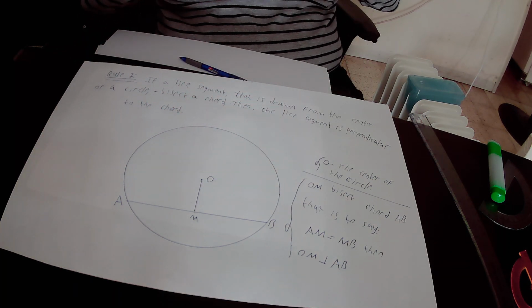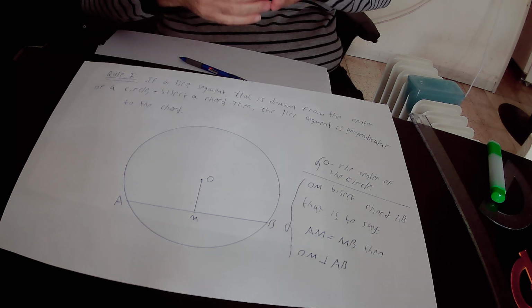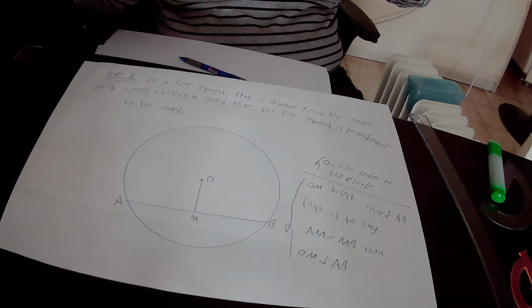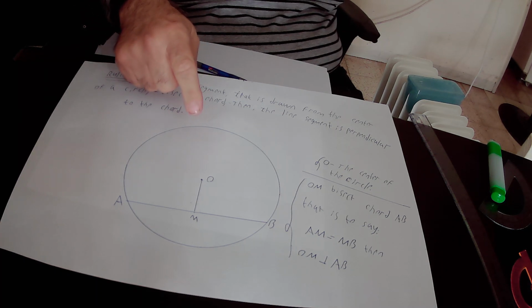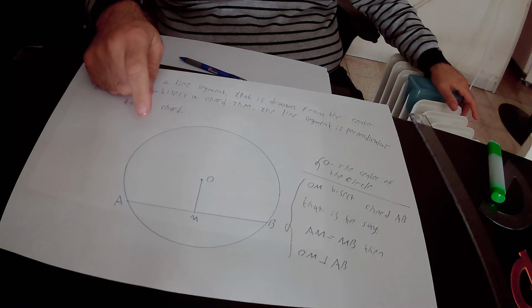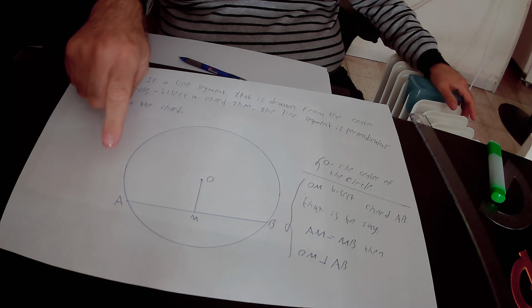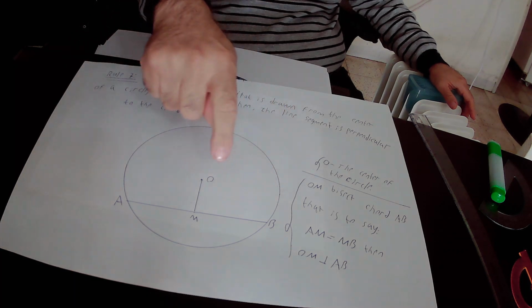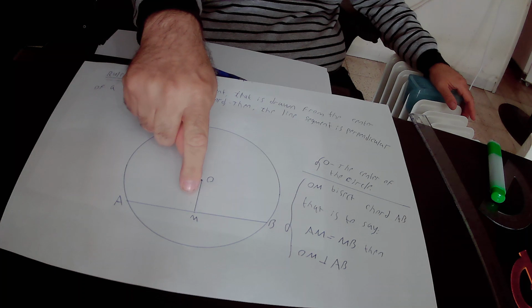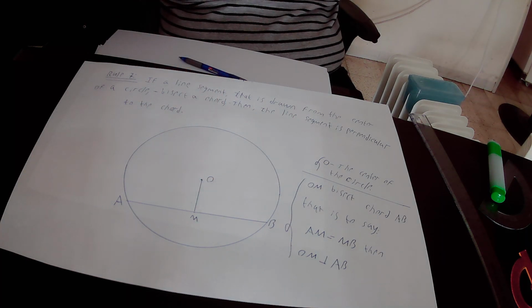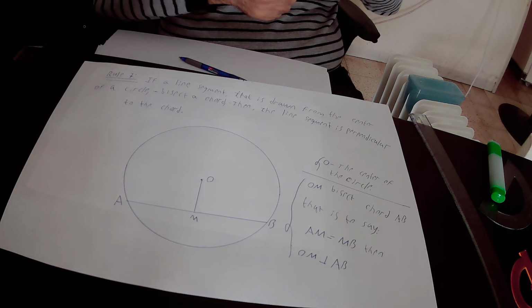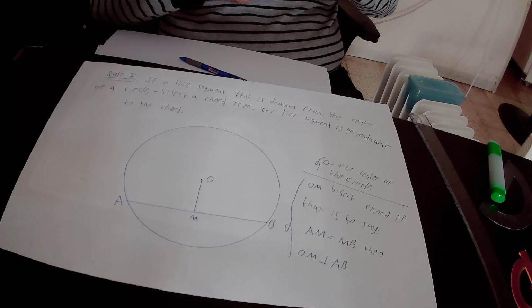And whenever you have from the center of the circle a line segment that bisects the chord, then it will not only bisect the chord, but it will also be perpendicular to the chord. So line segment OM will be perpendicular to chord AB. That is to say this angle equals 90 degrees and this angle equals 90 degrees according to rule number 7. So whenever you have from the center of the circle a line segment that bisects the chord, it will also be perpendicular to the chord.